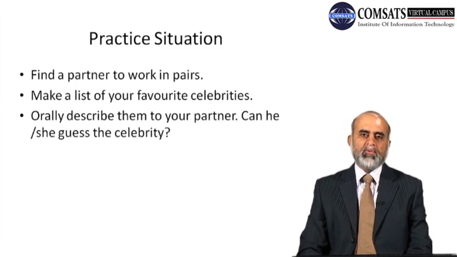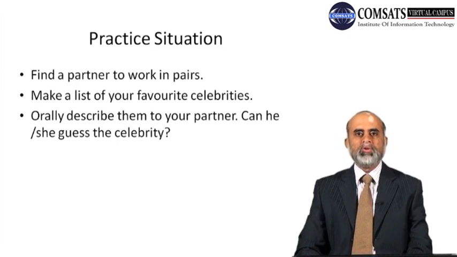Once you've made this list, I want you to orally describe these people one by one to your partner without showing them the list or without telling them who you are describing. And you should describe it in such a way that it shouldn't be very obvious for your partner to guess it, and it shouldn't be very vague either. So you should give hints to your partners that should help your partner to guess this celebrity. And once you have completed with your list, you can ask your partner to do the same with you. You can swap the roles, and you can do this again. And so this is how you are going to practice it.